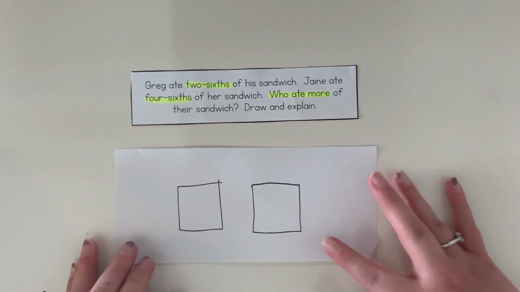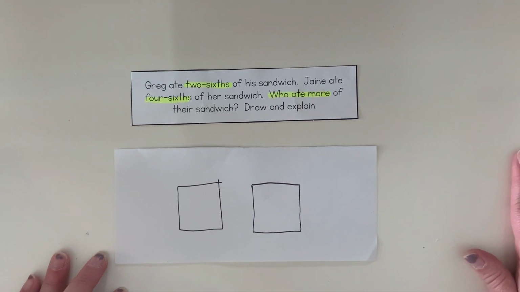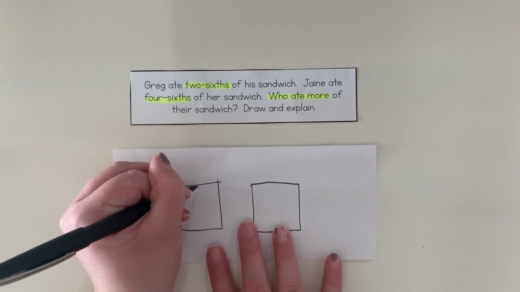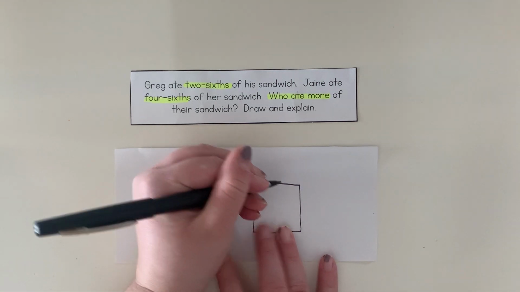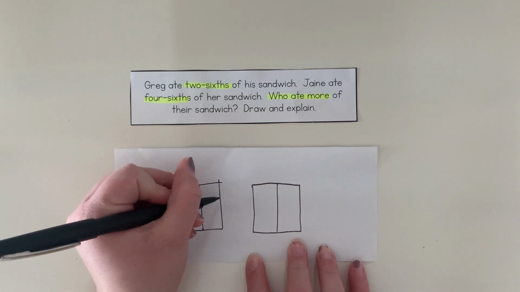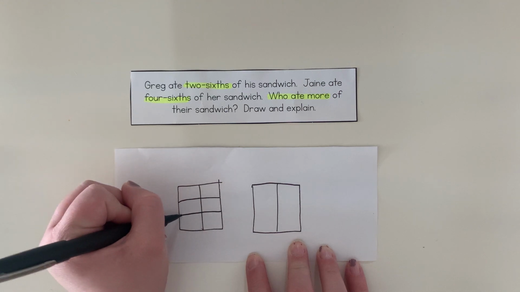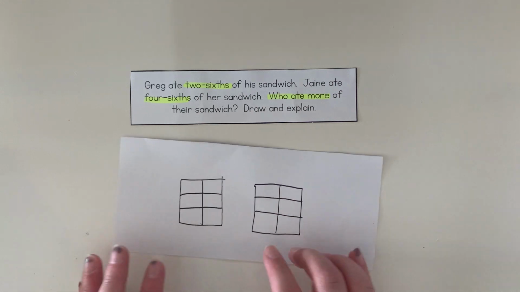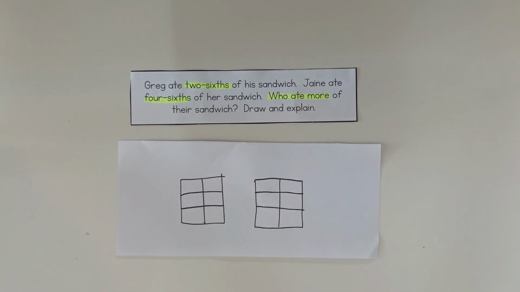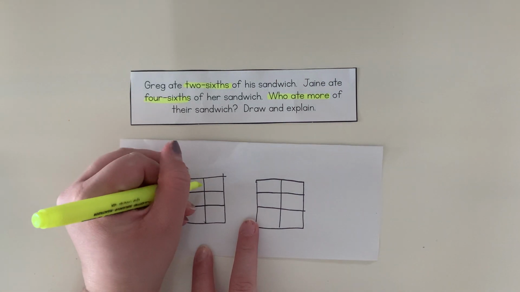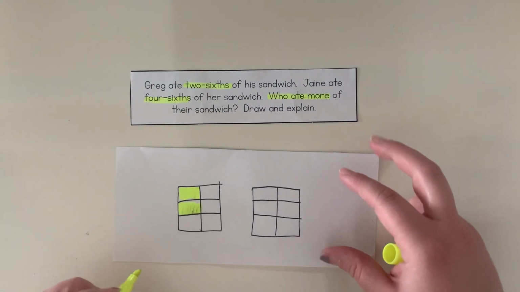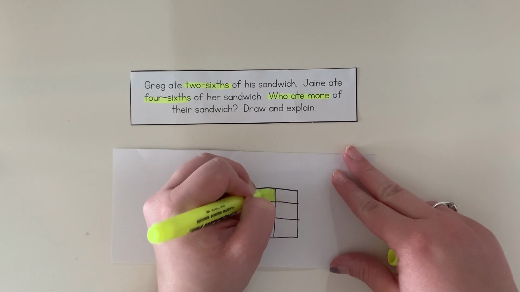Okay, so they have 2 sandwiches, and both of their sandwiches are split into sixths. So I'm going to split both sandwiches into 6 pieces. Okay. Now let's color in the pieces that they ate. So Greg ate 2 pieces. And Janie ate 4 pieces.